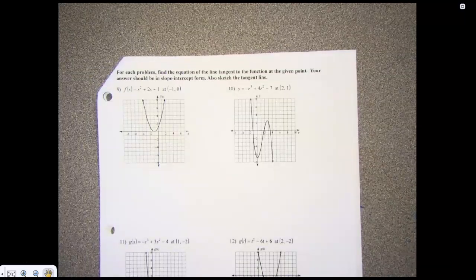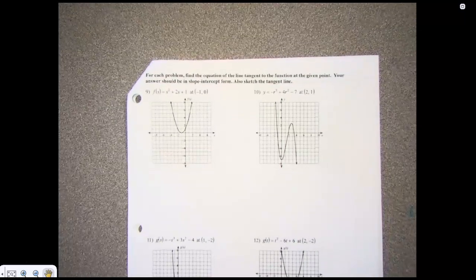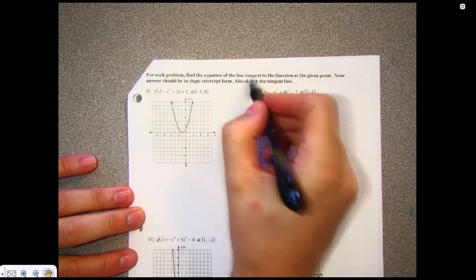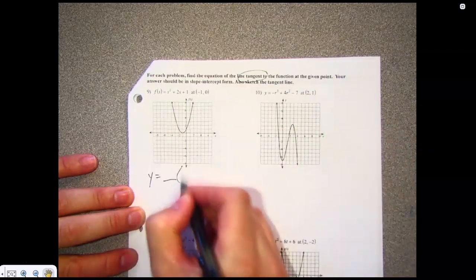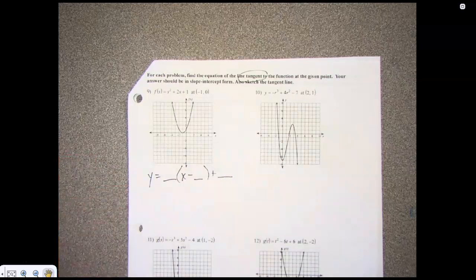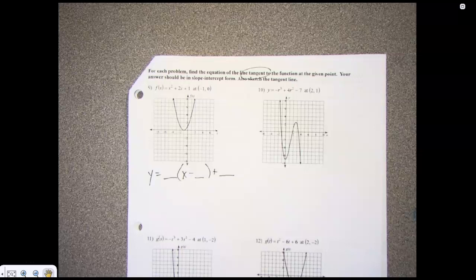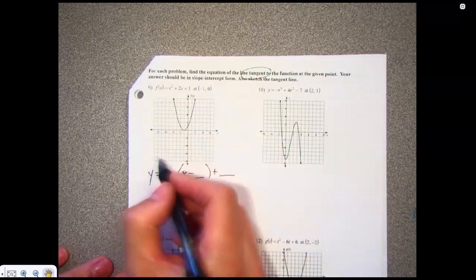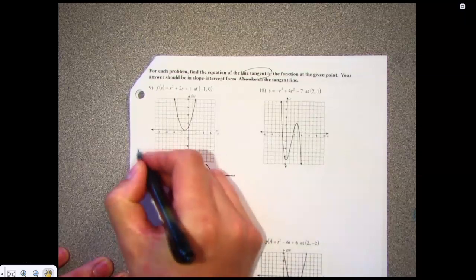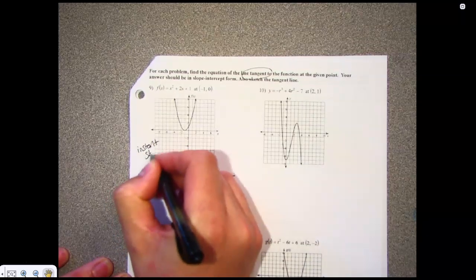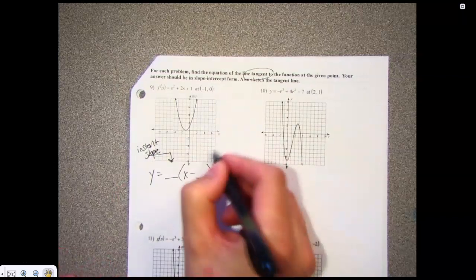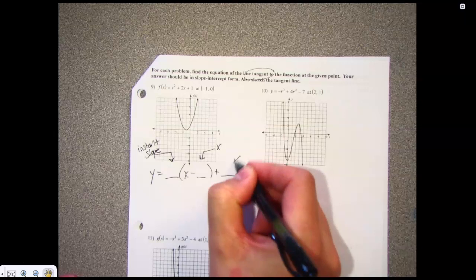So it does get a little bit tougher here. Now we have that line, and I have found the slope of that line, but I can also find the equation of that line. When you're finding the equation of the tangent line, or of any line, I would start with this form: y equals blank times x minus blank plus blank. What goes in the first blank is the instant slope. What goes here is your x value. What goes here is your y value.